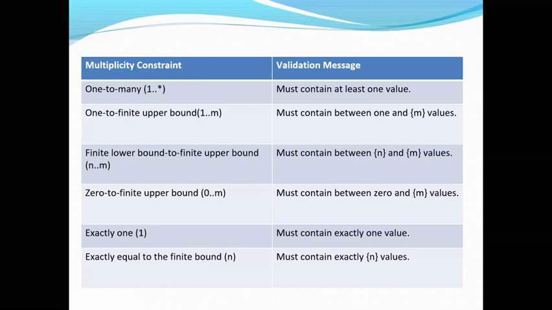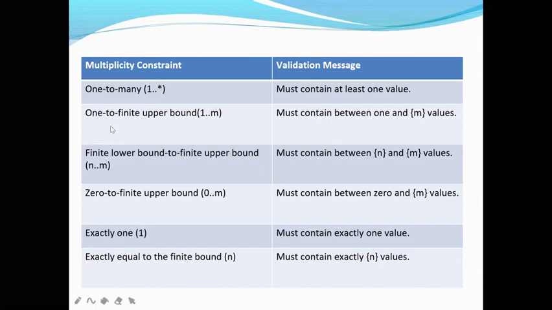I have also written here the validation message where you are going to utilize this. See here, I have written 1, two dots, then star. It means one to many. This star will represent the many concept, so it will have many objects. Where you utilize this, it must contain at least one value, one or more. So here the notation will be one to many, and the star will notify you of the many objects.